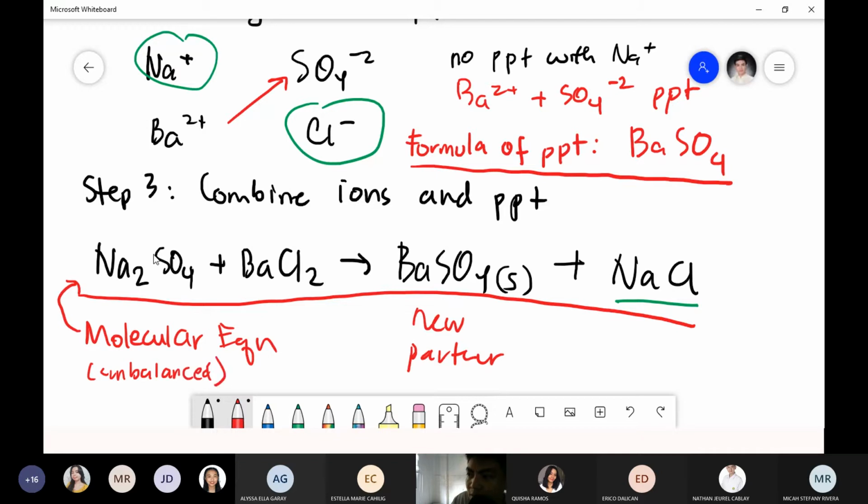Madali lang yung balancing yan. You just count the number of atoms. But however, I will not do that for now, kasi di-discuss pa yan sa lab niya. But for now, this is our equation na. So, we knew using our solubility rules that barium will change partners with sodium. Magpapalit sila ng partner, because if they do, they will form precipitate.